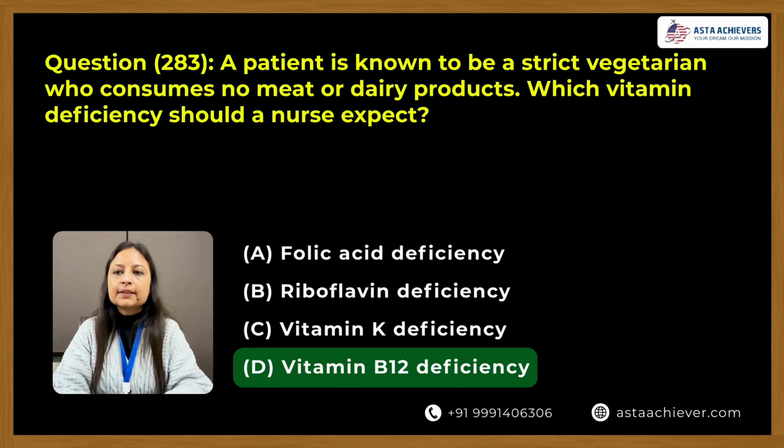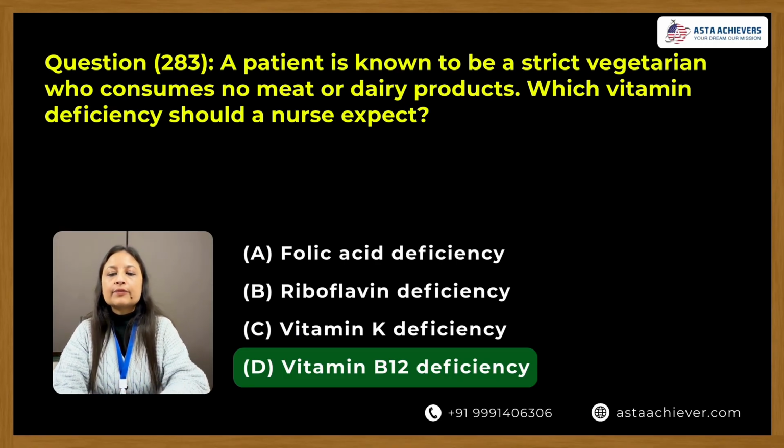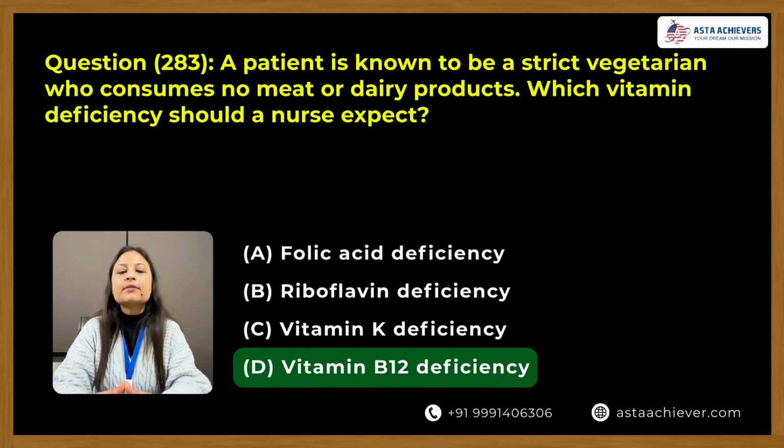Question number 283. A patient is known to be a strict vegetarian who consumes no meat or dairy products. So which of the following vitamin deficiencies should the nurse expect in this patient? Option A, folic acid deficiency. Option B, riboflavin deficiency. Option C, vitamin K deficiency. And option D, vitamin B12 deficiency. So option D, vitamin B12 deficiency will usually be seen in a vegetarian patient.